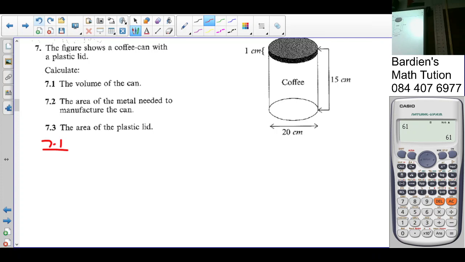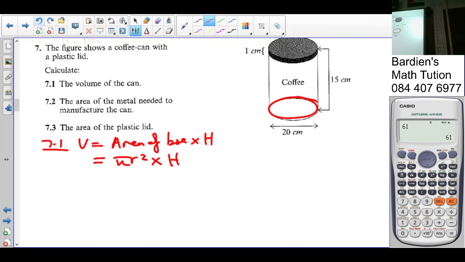So, to calculate the volume, how do you calculate volume? Area of base times the depth of the object. So how do you calculate the area of a circle? Pi r squared times height. Which in this case, if your diameter is 20, then what's your radius? So it's going to be pi times 10 squared times the depth of the object, which is 50.